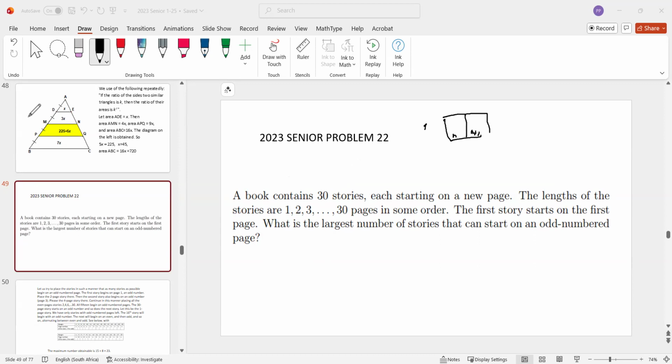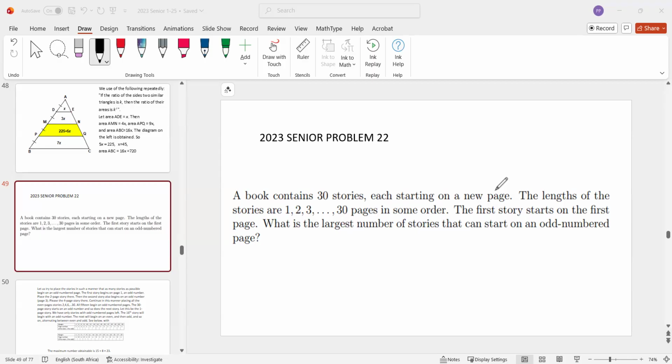Okay, so the length of the stories, it's got 30 stories. They are 1 up to 30. In other words, each story has got different lengths. One of the stories has got length 1, another one has got length 2 pages. They're 2 pages long. And another has got 3 pages long, and so on. And one of them has got 30 pages long. So all the different stories have got different page lengths.